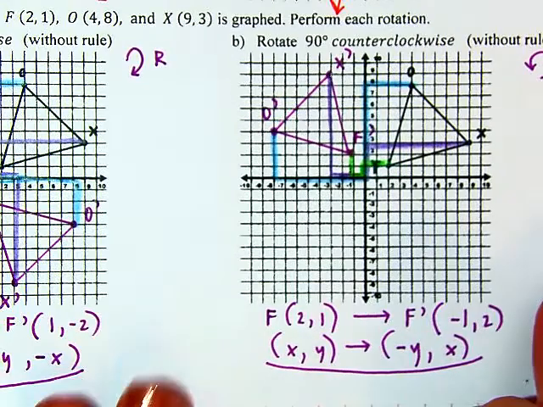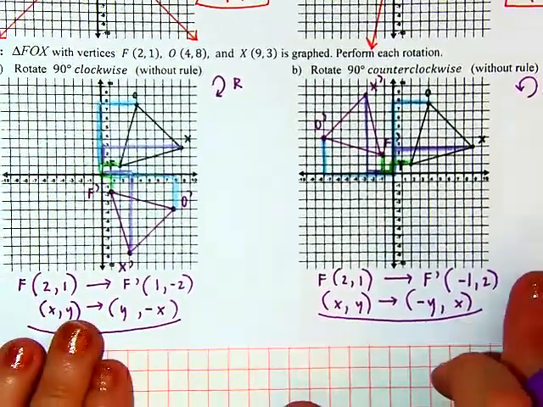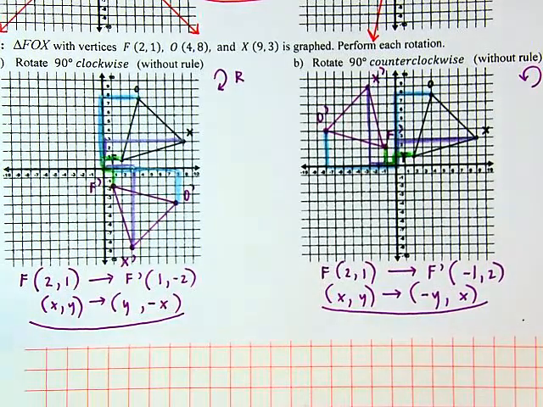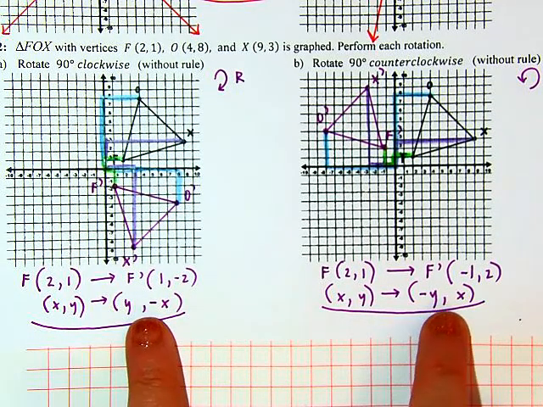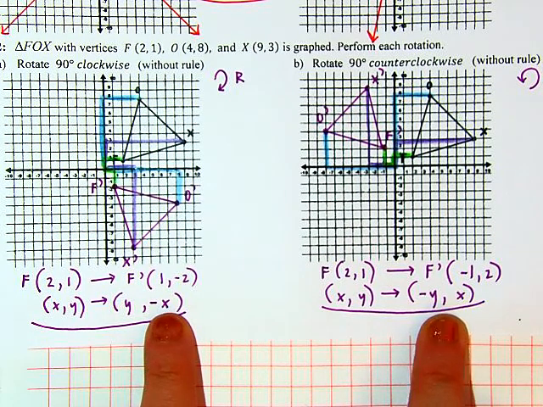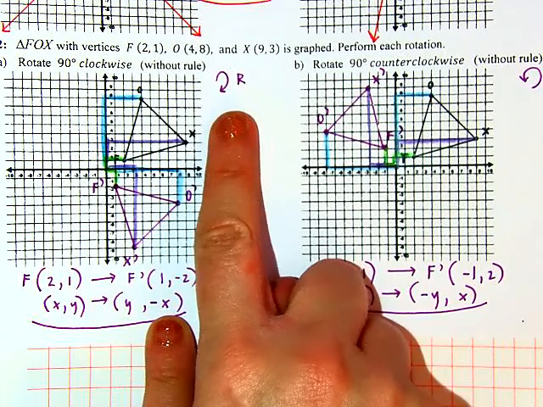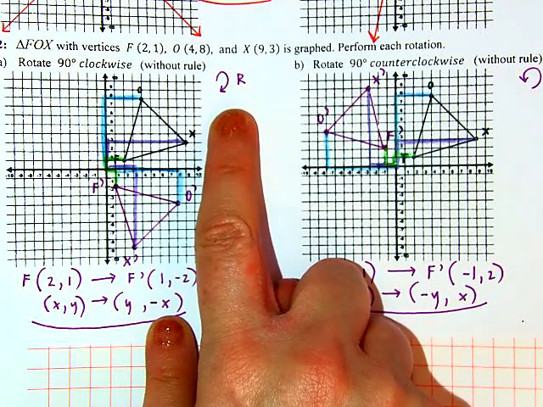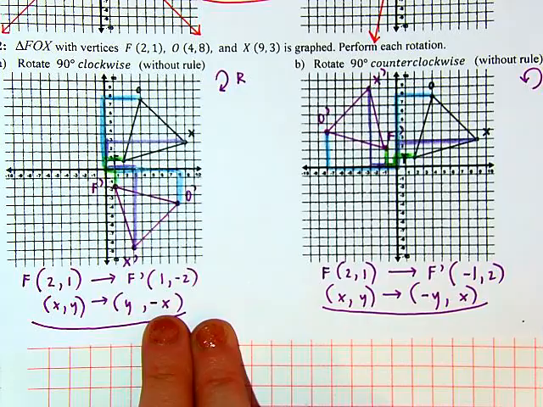All right, let me zoom out for a moment and look at the two problems together. Look at what is happening here. When we look at our rules, we see that x and y have switched position, but over here it's the x that is taking the opposite sign, and over here it's the y that is taking the opposite sign. A nice way to remember is that clockwise is swinging to the right. Well, it's the variable on the right that takes the opposite sign.